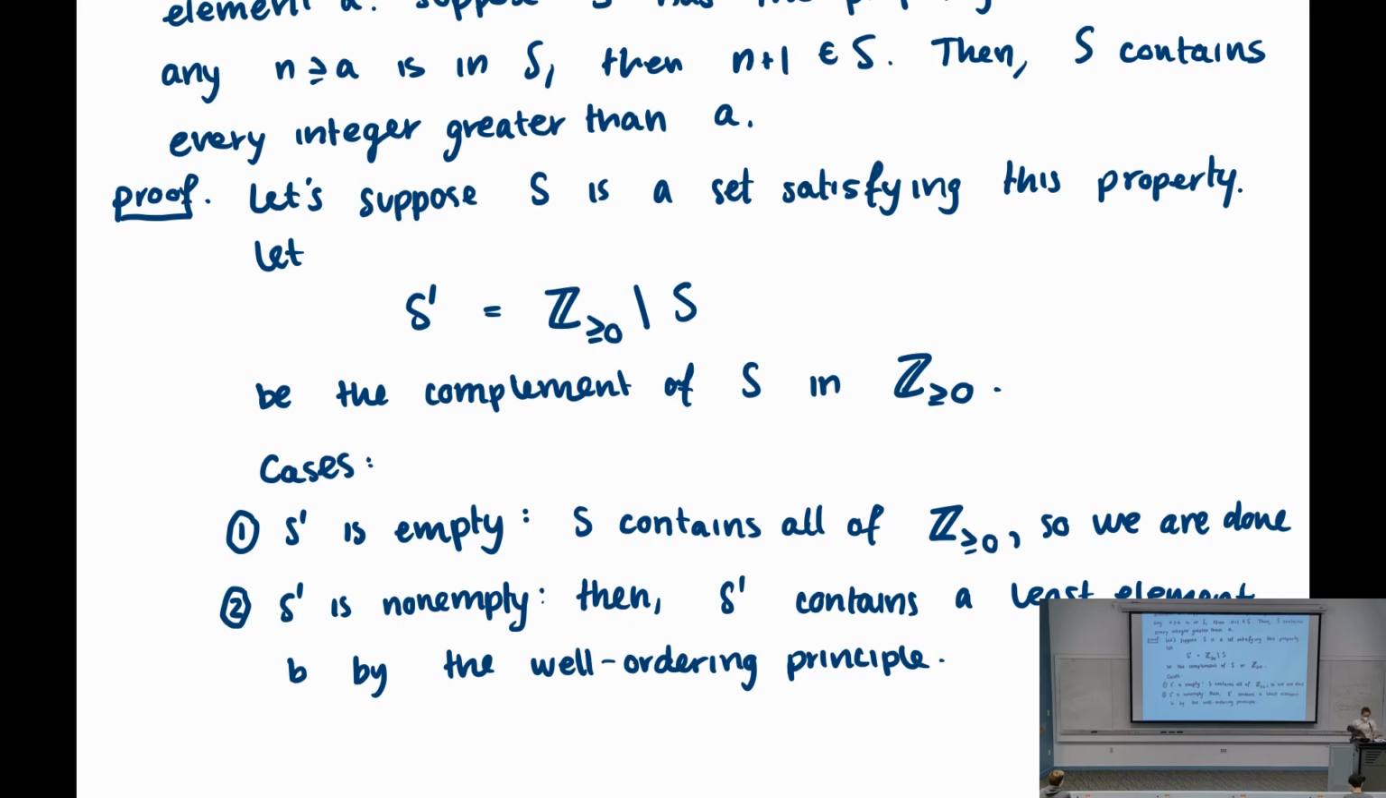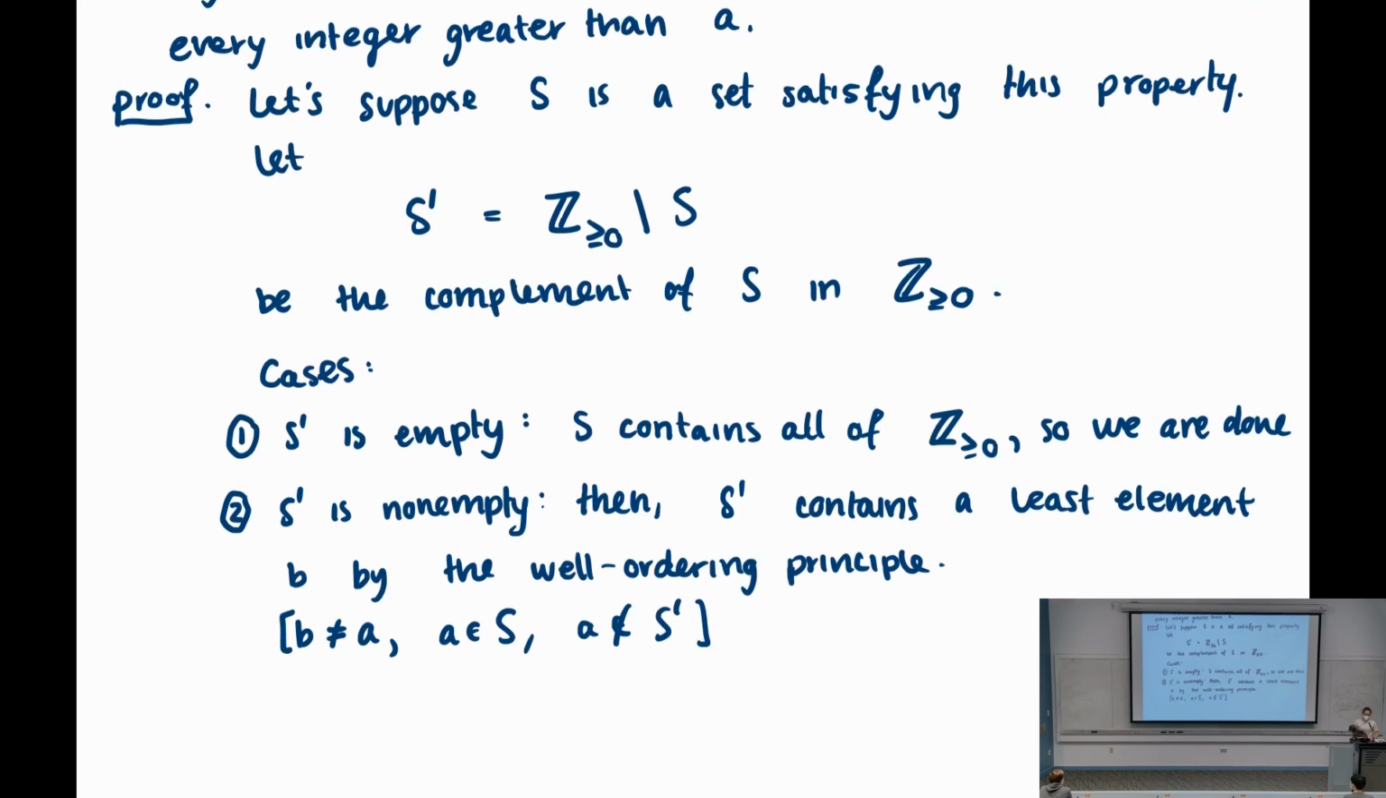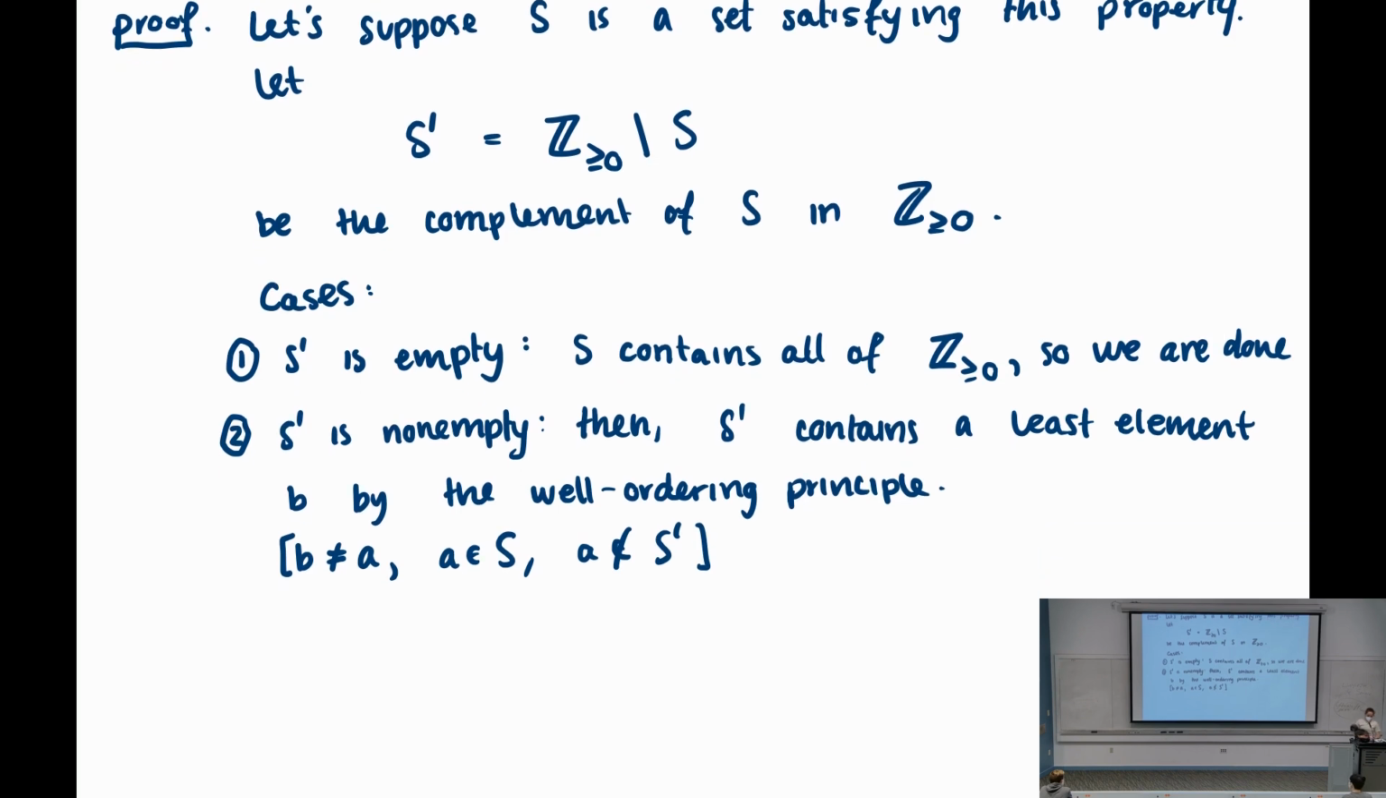And let's also note that B cannot be equal to A because A is in S, and so therefore A is not in S prime. Okay, so now we have this least element, and I'm going to break this down further into two other cases.